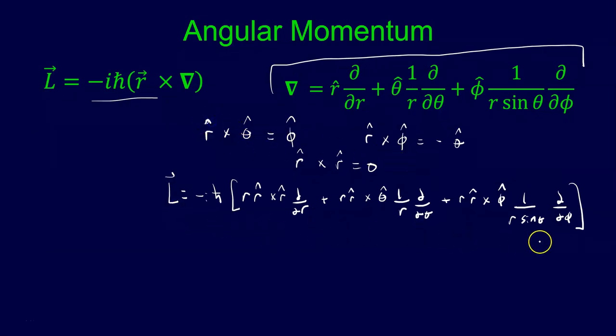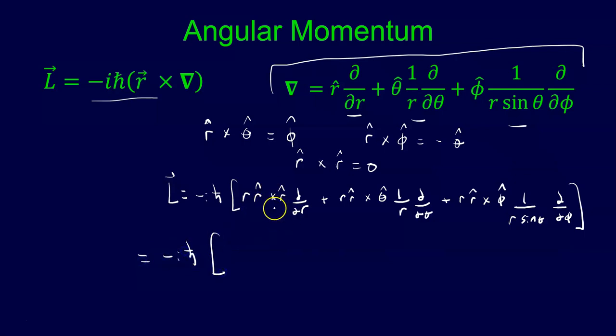Once we realize how these three unit vectors cross with each other, then we can write out our angular momentum. This is the whole beastly thing here. It's negative i h bar, and I'm basically going to take the cross product of the r vector, which we're writing as the magnitude r times r hat, with the three different pieces in the gradient. And we just go through and do these individually.